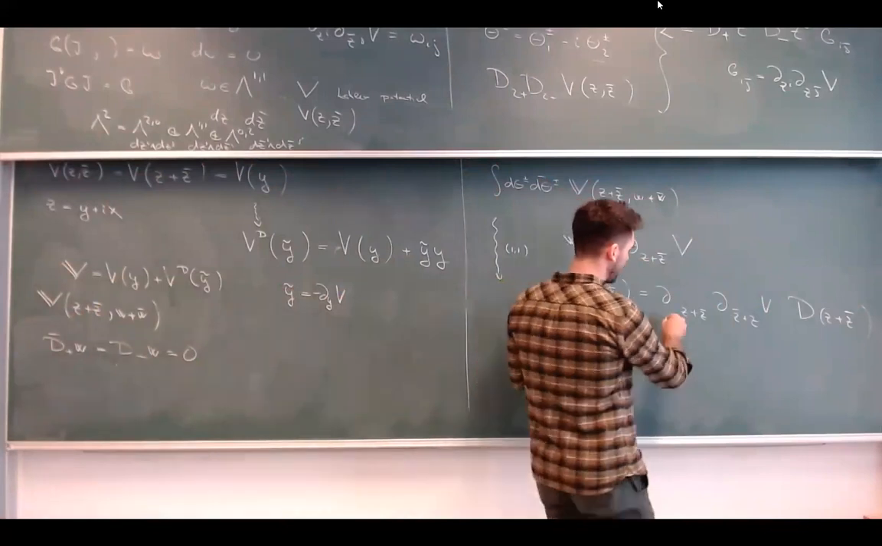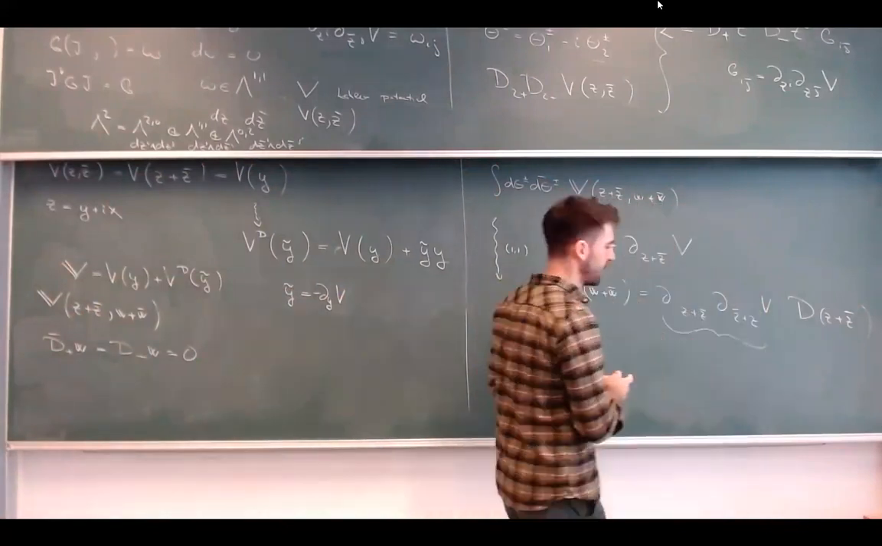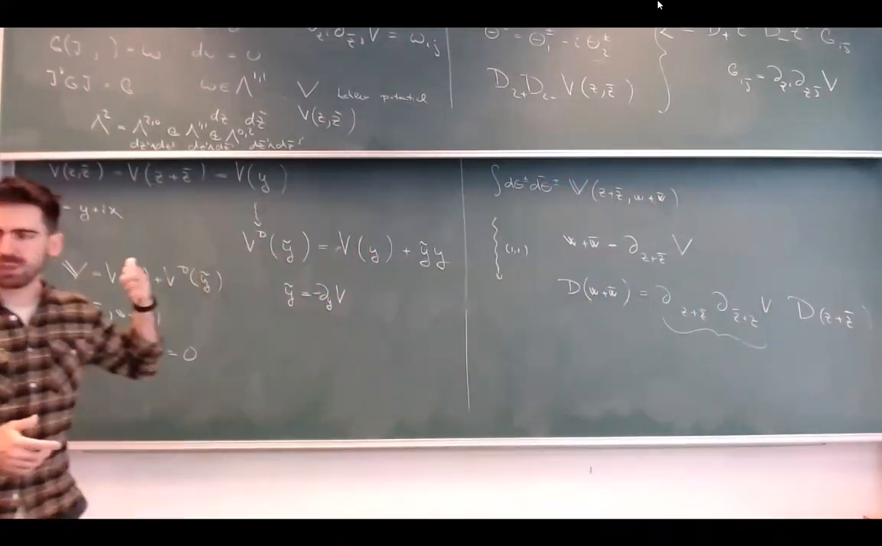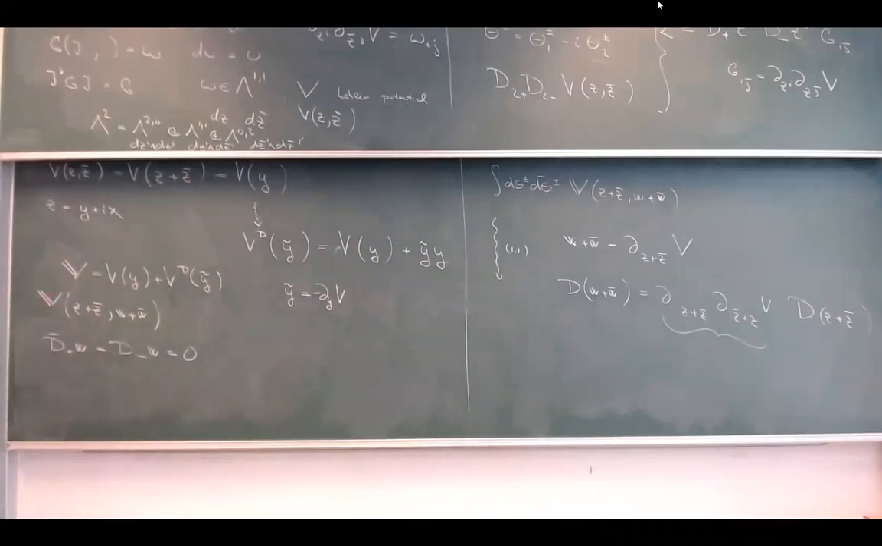Because again, the second derivatives of V are linked to G and B, possibly if there's a B field. And is that the fat V? Sorry, is what? Fat V? No, it's not. This is just ordinary.